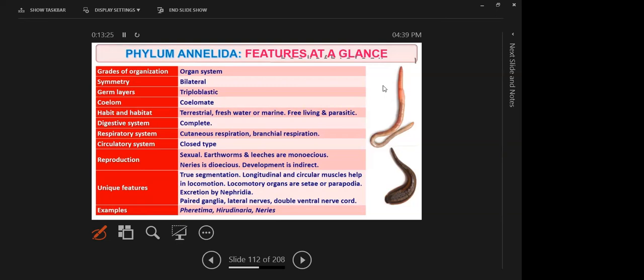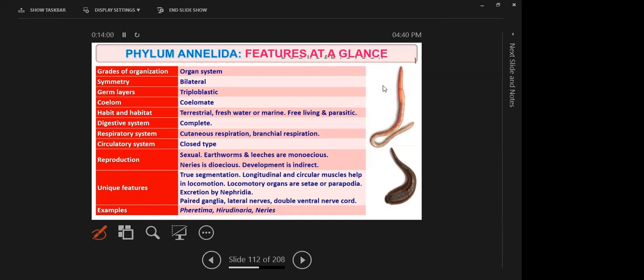Unique features: true segmentation. Longitudinal and circular muscles help in locomotion. Locomotory organs are setae or parapodia. Excretion is by nephridia. Ganglia, lateral nerves, double ventral nerve cord. The examples are Pheretima, Hirudinaria, Nereis. What does Pheretima mean? It's earthworm. Pheretima posthuma. Hirudinaria means leech. Nereis is an aquatic annelid.